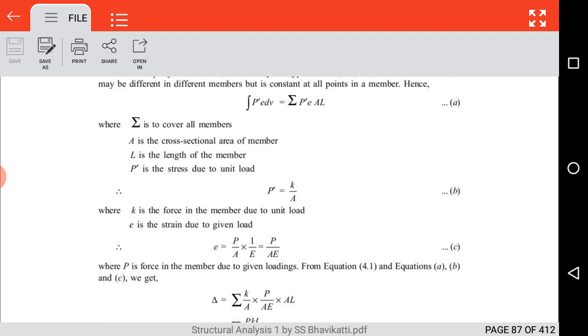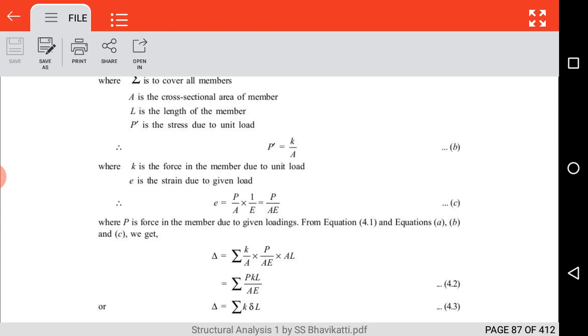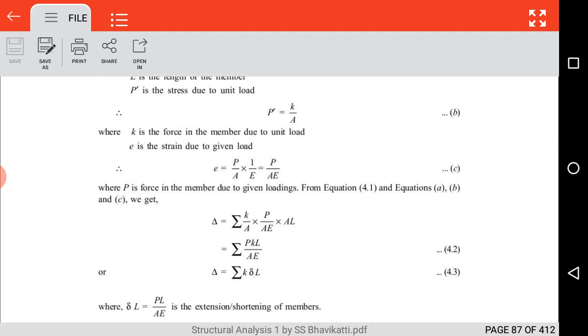So if we derive it, our equation will be P by AE, where P is the force in the member due to the given loads and A is the cross sectional area, E is the Young's modulus of the member. So the deflection equation delta will be equal to K by A, that is the direct stress due to the unit load applied, and strain is P by AE and the volume is A into L. So our final equation will be PKL by AE.